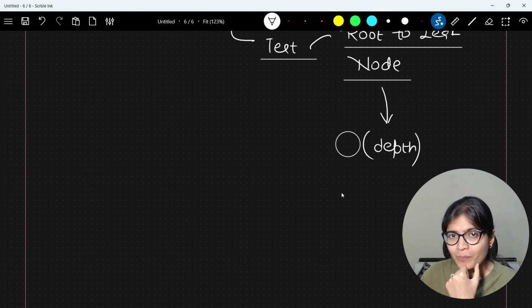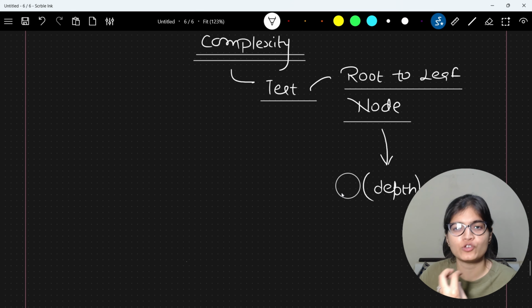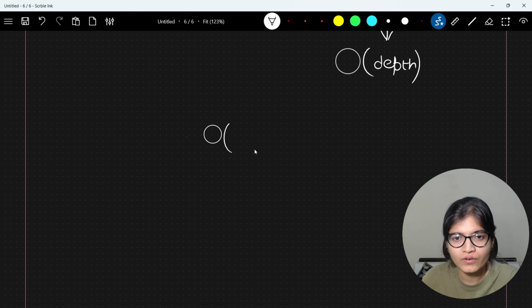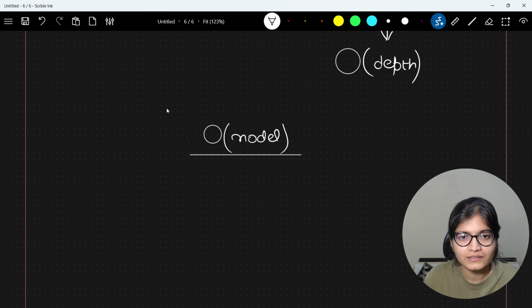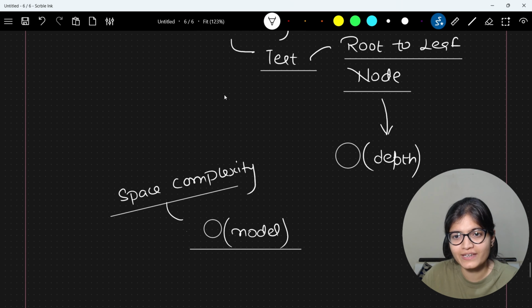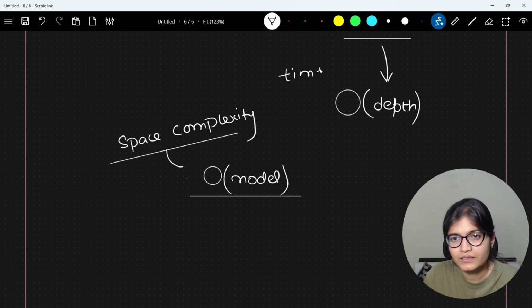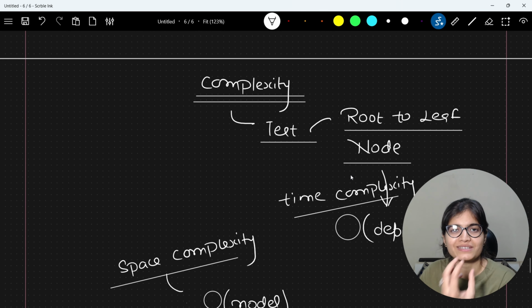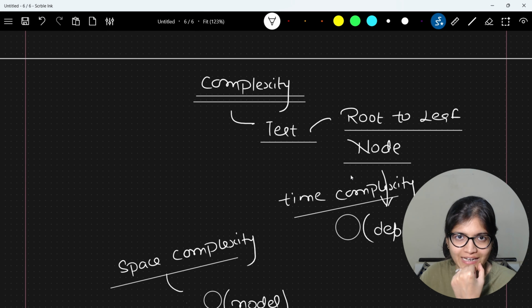And now, what is the space complexity of this? It means how much extra space your code is taking to execute this program. Obviously, it will be nothing but big O of the number of nodes that you have, because you're trying to store it in a data structure. So this is the space complexity, and this is the time complexity, right? I hope this is pretty much clear to everyone. And if someone now asks you what the time and space complexity of testing your data in the decision tree is, you will easily be able to answer that.